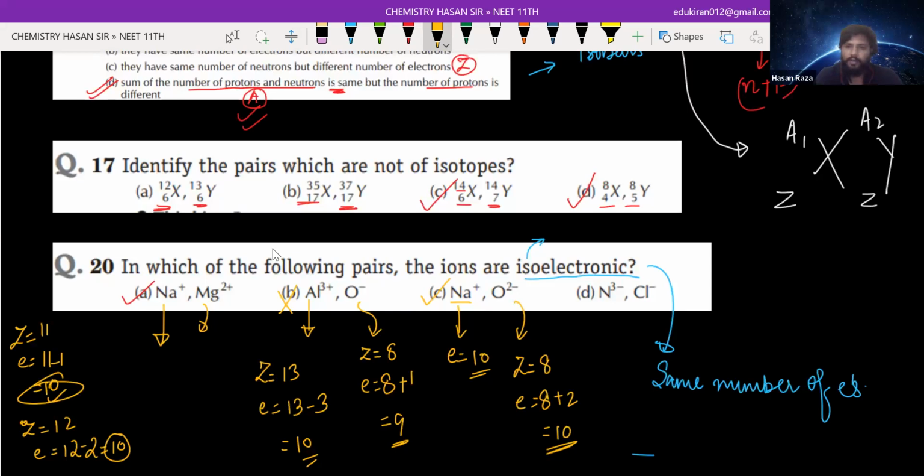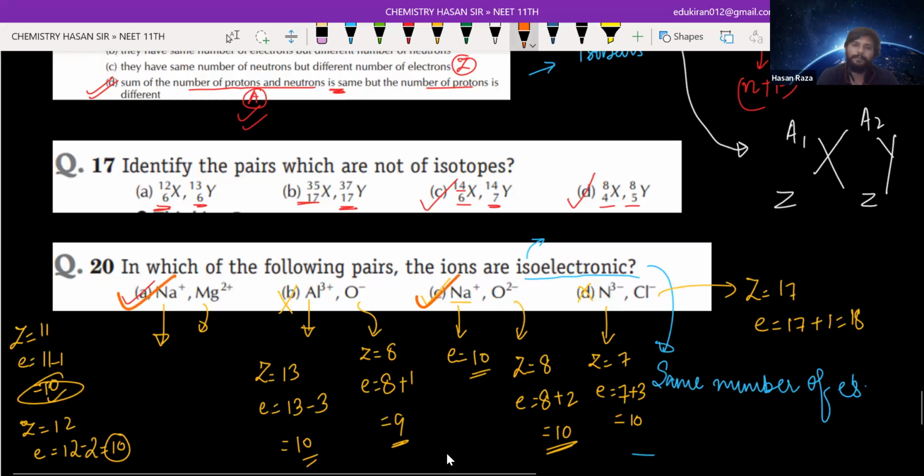C is isoelectronic. But if you are going for this, Z is equal to 7, and electrons should also be 7, but -3 means it gained 3 electrons, so it becomes 10. And for chlorine, Z is equal to 17, and electrons should be 17, but it gained 1 electron, so it becomes 18. So this is also a wrong option. So the correct answer is A and C. Is that clear, everyone? Yes, sir. Very good.